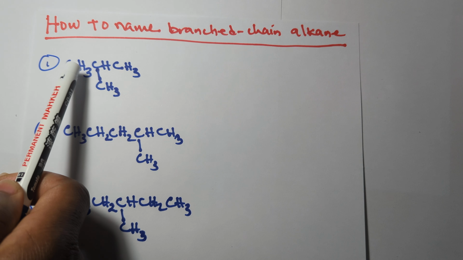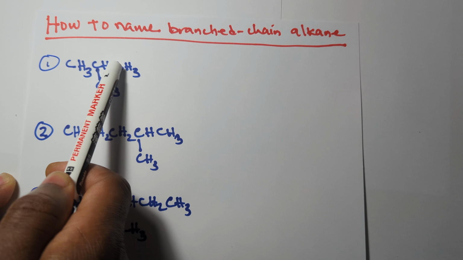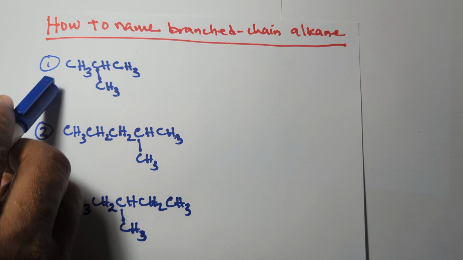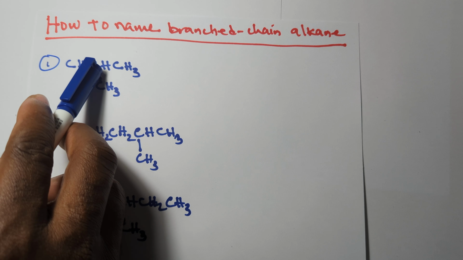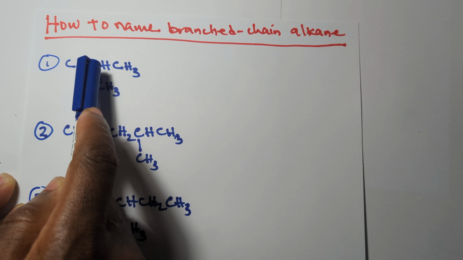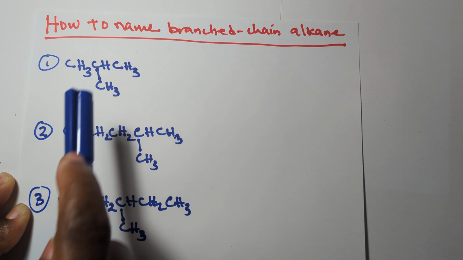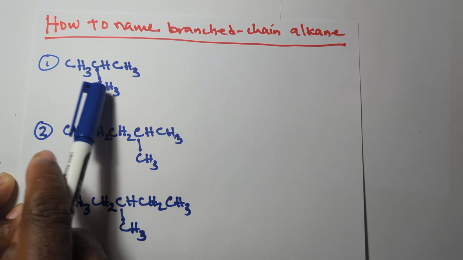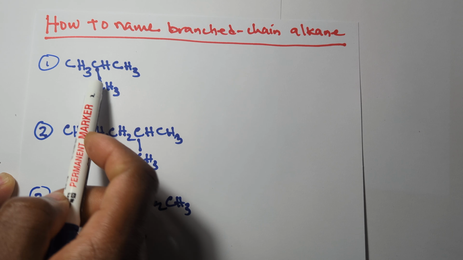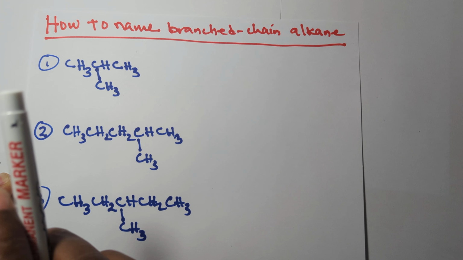For example, if you count from left to right, we have 1, 2, 3 carbons. If you count from right to left, we also have 1, 2, 3. So for this example, whether you count from right to left or left to right, we have this substituent methyl group at carbon number 2. So we don't have an issue here.